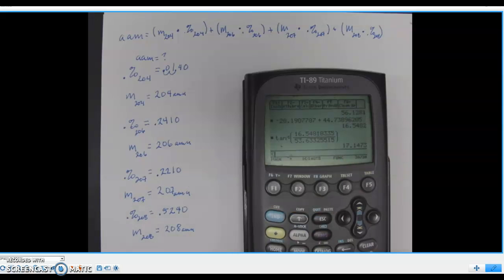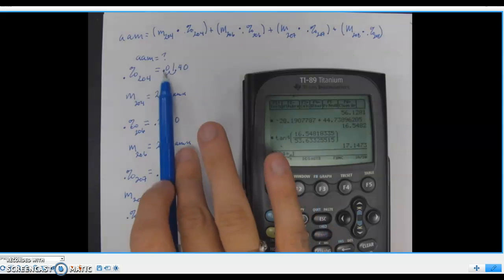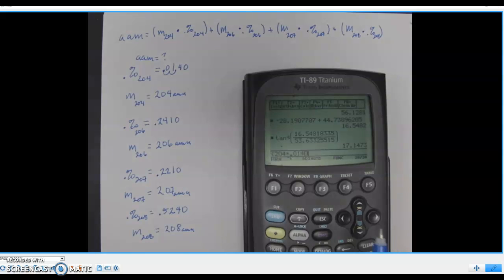Average atomic mass is going to be the mass of 204, which is 204, multiplied by 0.0140. I will add that to 206 multiplied by 0.2410, and that will all be added to 207 multiplied by 0.2210, and then our last isotope is 208 multiplied by 0.5240.